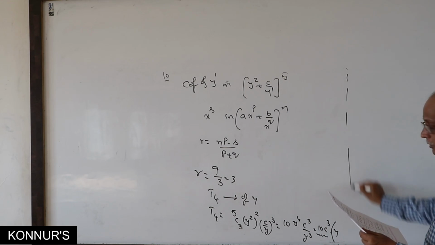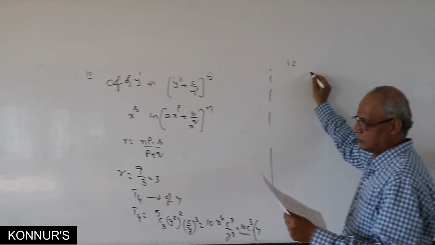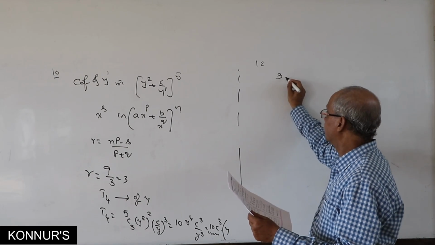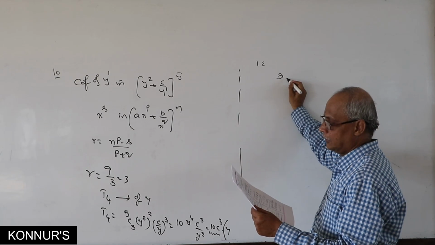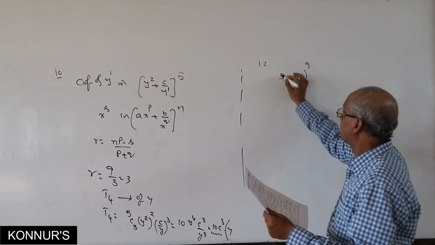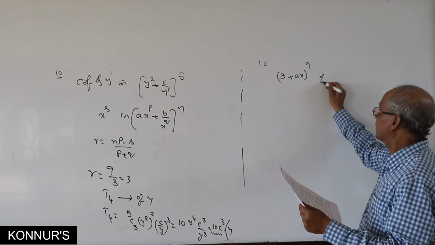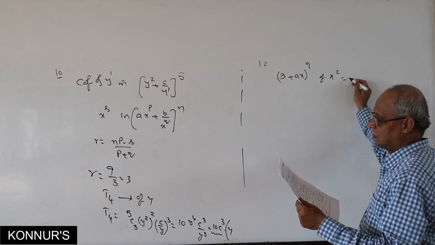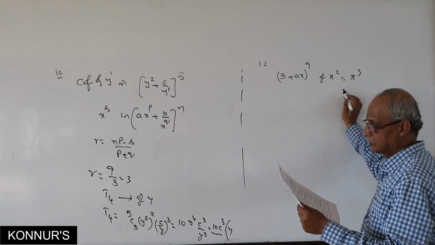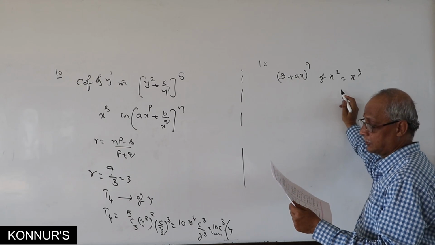The 12th, you see now: in the expansion of (3 plus ax) whole power 9, the coefficient of x square is the same as the coefficient of x cube. This problem was over. We got this answer. The 13th also I gave the result.